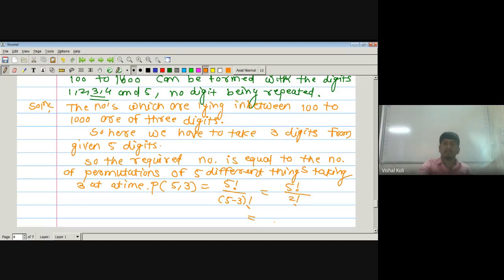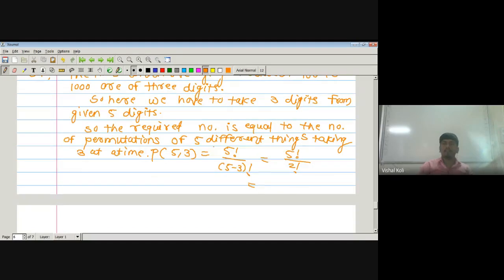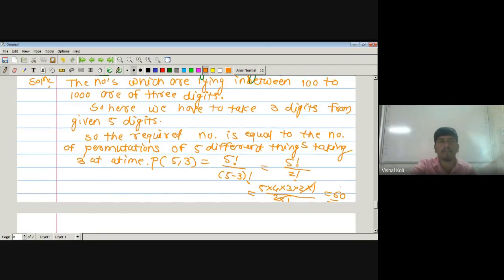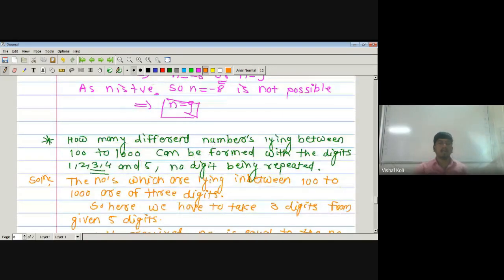So this is 5 into 4 into 3 into 2 into 1 divided by 2 into 1. The 2 into 1 gets cancelled. 5 into 4 is 20, and 20 into 3 is 60. So there are 60 different numbers lying between 100 and 1000 that can be formed with the digits 1, 2, 3, 4 and 5, such that no digit is repeated.